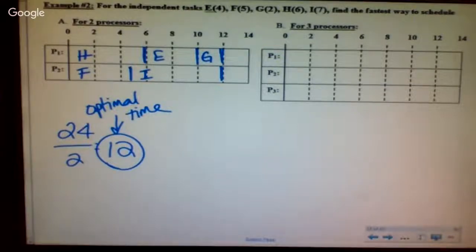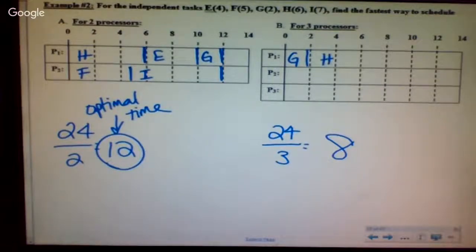Okay? 3 processors. Again, we start with 24 hours. Split in 3, which means every person should work 8. We need to divide these up between 3 people. G and H. G is 2. H is 6, which takes me to 8. So we've scheduled G and H.